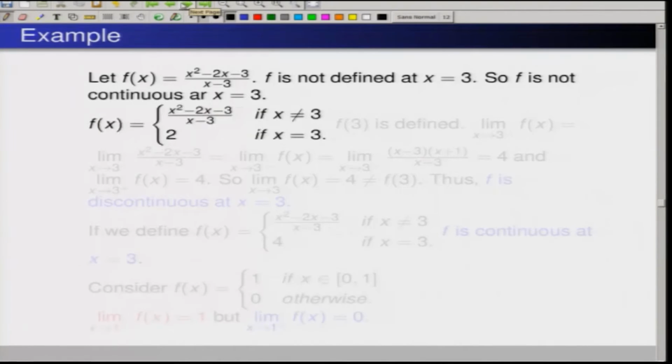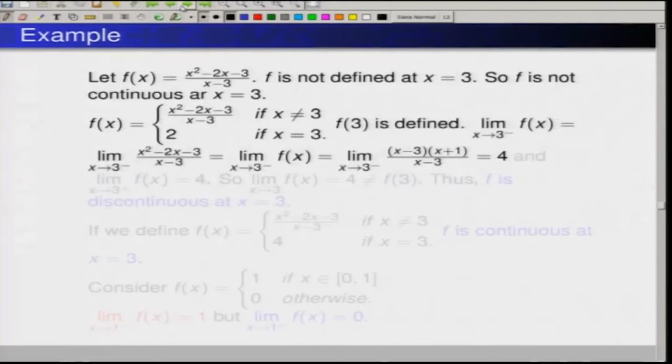Now, the same function, if I define f of x equal to (x square minus 2x minus 3) by (x minus 3) if x is not equal to 3, and I give the value 2 if x is equal to 3. Now, f of 3 is defined. To check the continuity at 3, we need to find limit of f of x as x goes to 3, and that must be equal to 2.